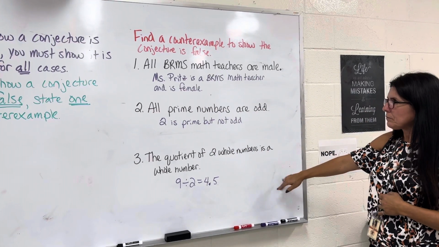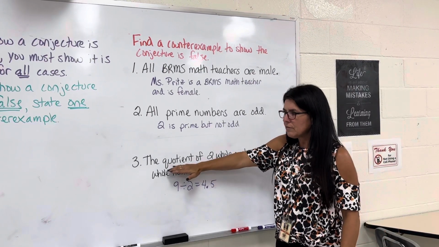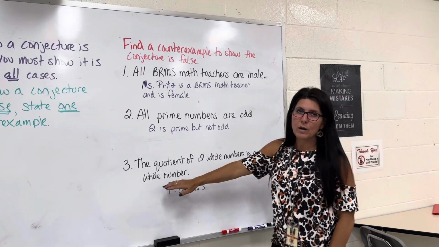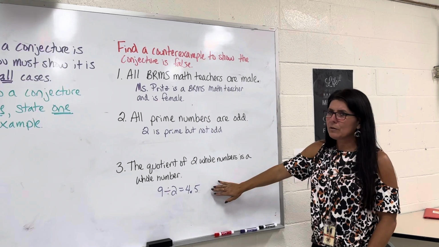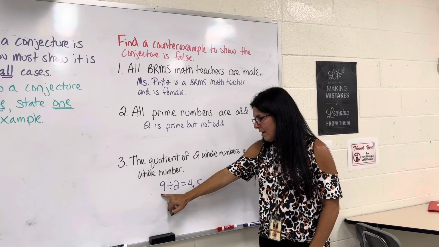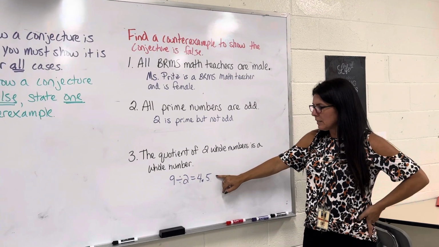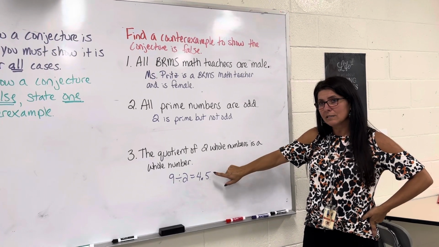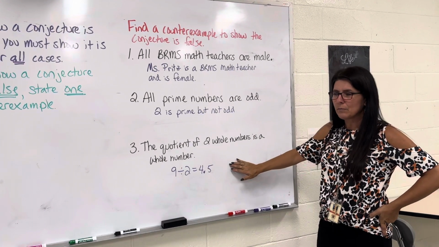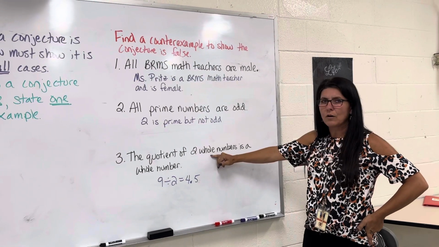Number 3, the quotient of two whole numbers is a whole number. Quotient is division. So this is saying when you divide two whole numbers, you're going to get a whole number. Well, here's one example. You can come up with lots of examples. These are both whole numbers, and when I divide 9 divided by 2, I don't get a whole number. So as long as you use an example where you don't get a whole number as a division answer, and you're dividing two whole numbers, that's a counterexample. So again, I showed I'm dividing two whole numbers, I get a decimal, that proves this is false.